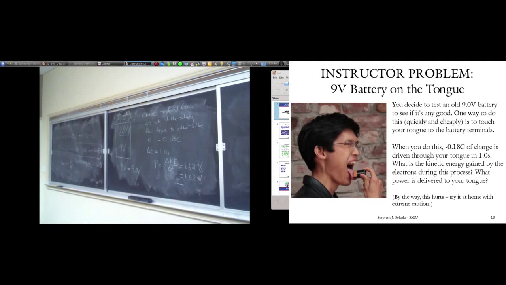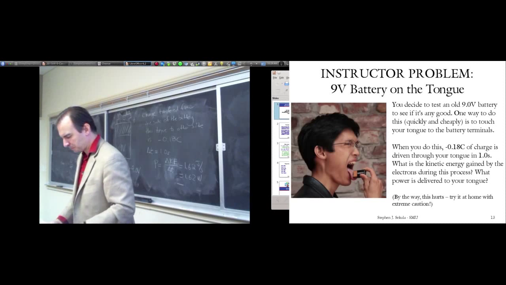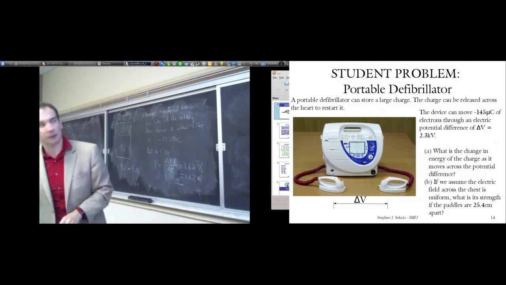So in about 3 or 4 seconds, if you left that on there, you'd notice your tongue starting to heat up too, because you're dumping a lot of energy into it. And your tongue is a lot of water, so it's going to heat up roughly at the rate that water does. All right, now you get a problem.